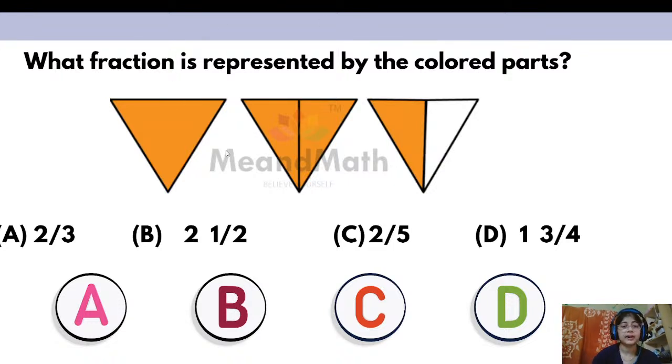So let's look at the first triangle. So the first triangle, the whole of the triangle is colored, right?